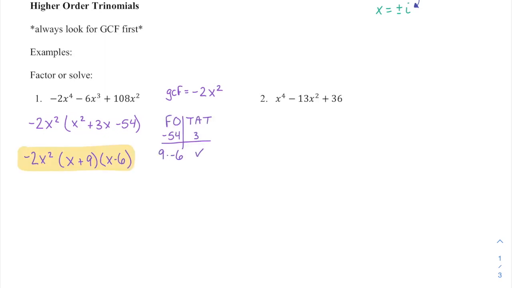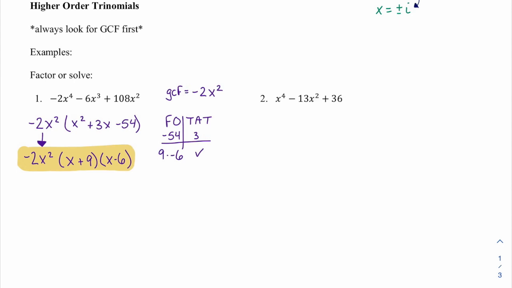So I went ahead and did Pho-Tat here. I got factors of negative 54 that add to 3 are 9 and negative 6. So I wrote those factors out and I brought my GCF through. Don't forget about that. It makes a difference. And this is my final answer. Nothing else there can be factored.